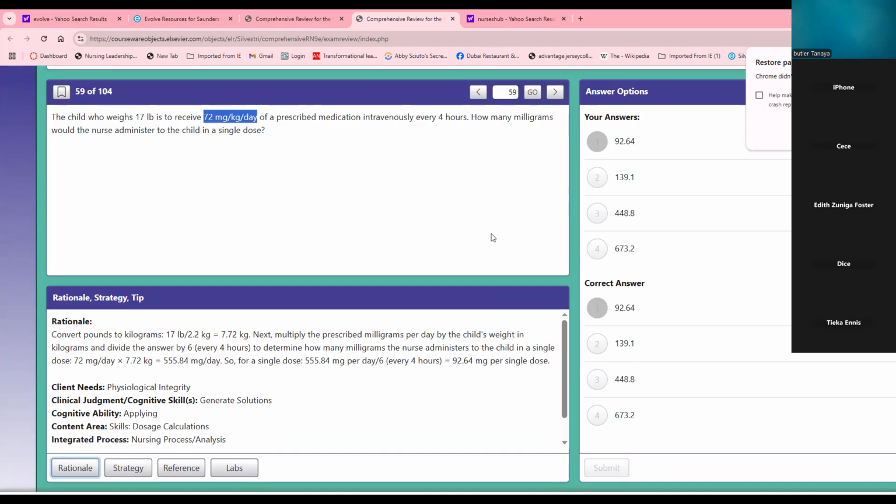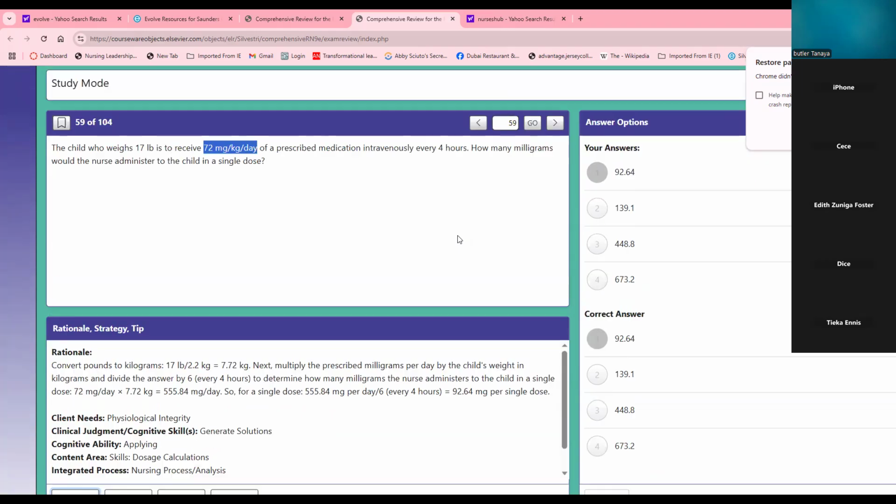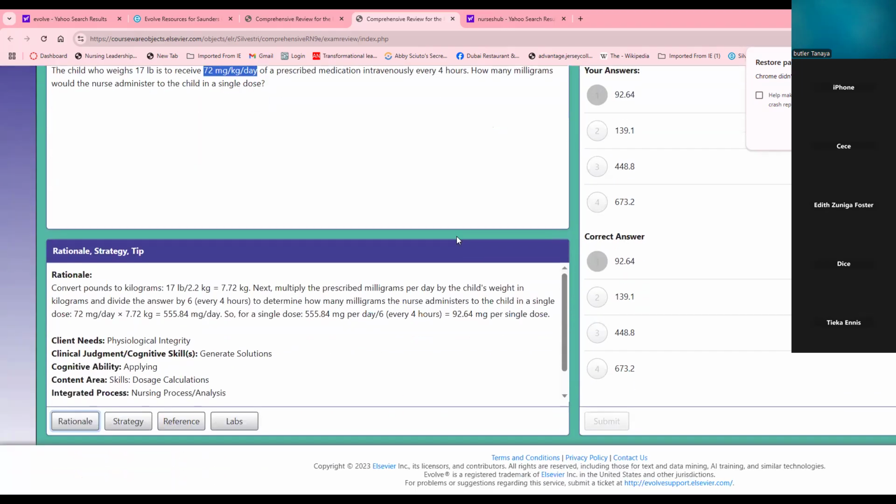So, Ms. Loach, if a question like this, I'm not doing PEDS, but if they're doing PEDS, for a question like this, they calculate how we did it. We got 92.72 and they got 92.64. So does that mean they're going to mark us wrong? They're going to tell you how they want you to round it. You notice how Saunders did it? They got the 555.84 for a single dose.